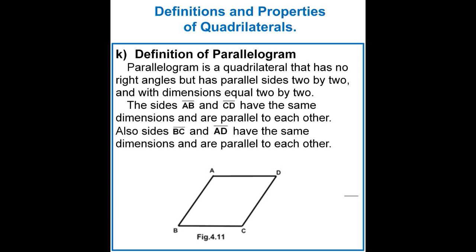Thus, in figure 4.11, the sides AB and CD have the same dimensions, and they are parallel to each other. The same is valid for the sides BC and AD, which have the same dimensions and are parallel to each other.